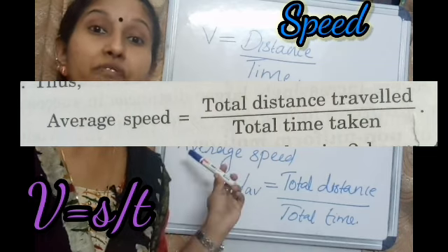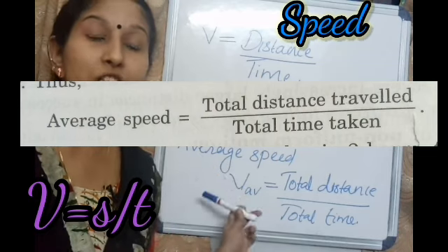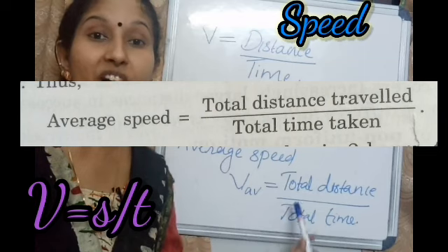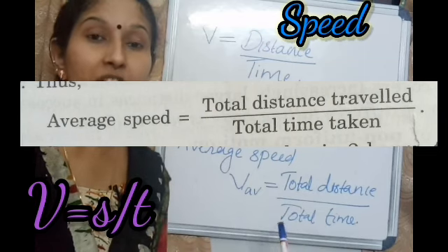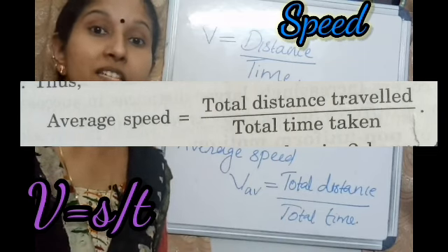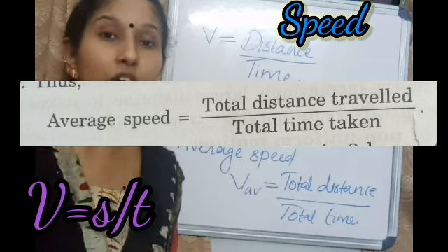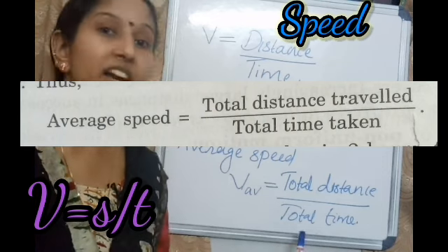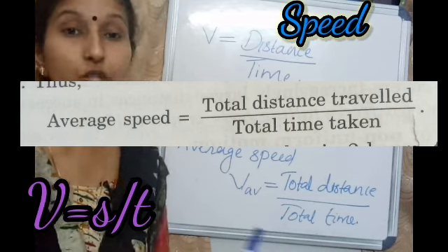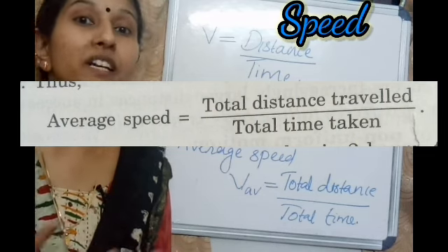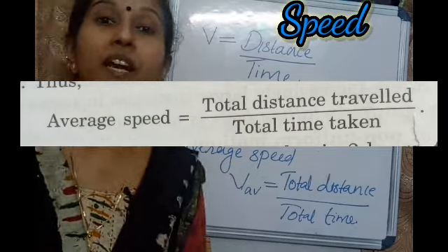What is the equation to find the average speed? Average speed equals total distance divided by total time. If there are 4 distances, add these 4 distances and divide by their total time. So total distance divided by total time. So average speed equals total distance divided by total time.